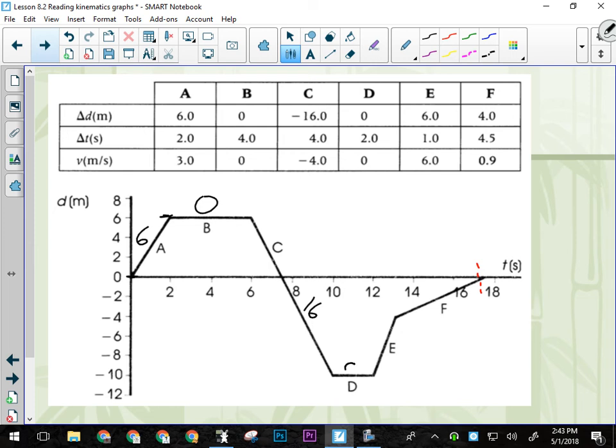All right, part D, didn't go anywhere. All right, and then between E and F, it goes another 10 meters, right? All right, so we got 6 plus 16, okay, is 22, plus 10 more is 32 meters. All right, total distance traveled is 32 meters. What's the average speed?